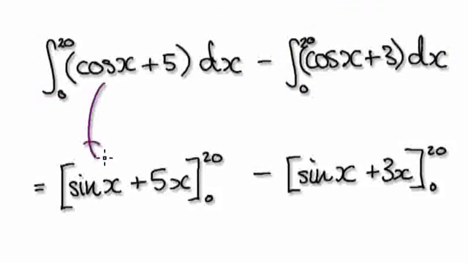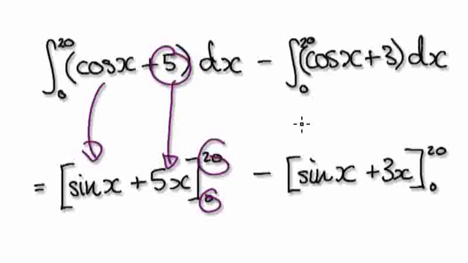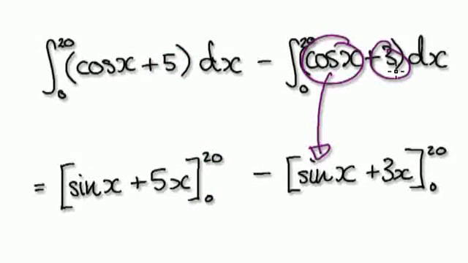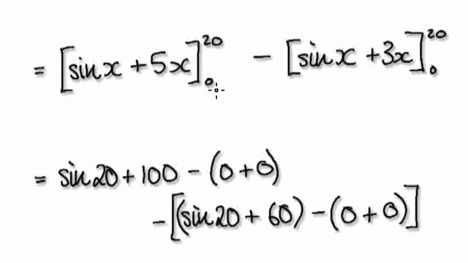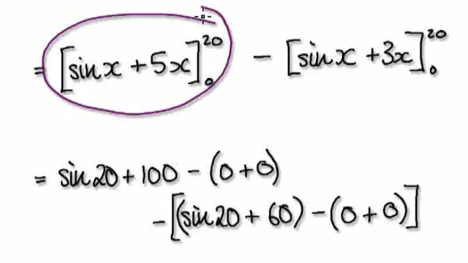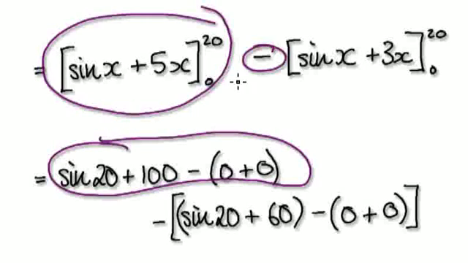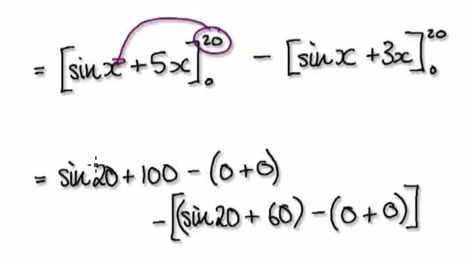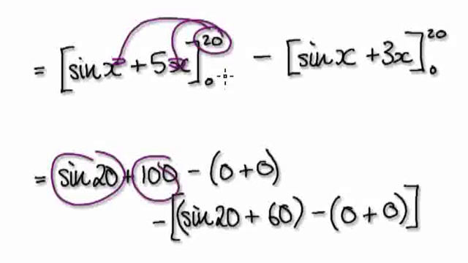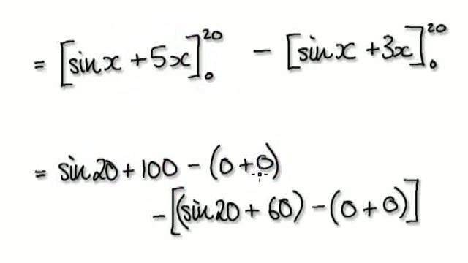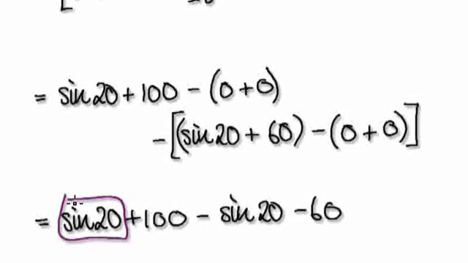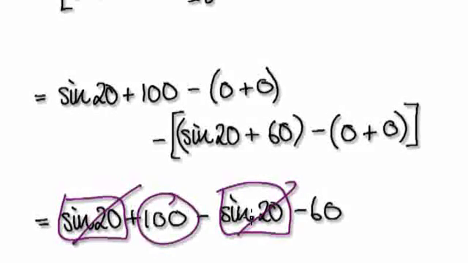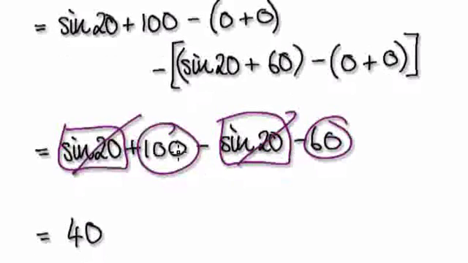Integrate this, that will give you this from 0 to 20, and then do the same over here. Integrate this, it will give you 3x from 0 to 20. Now evaluate this. Putting the limits in gives you this, and so on. Tidy that up, and these two will cancel each other out, and it's really 100 take away 60, and it turns out the area is 40.